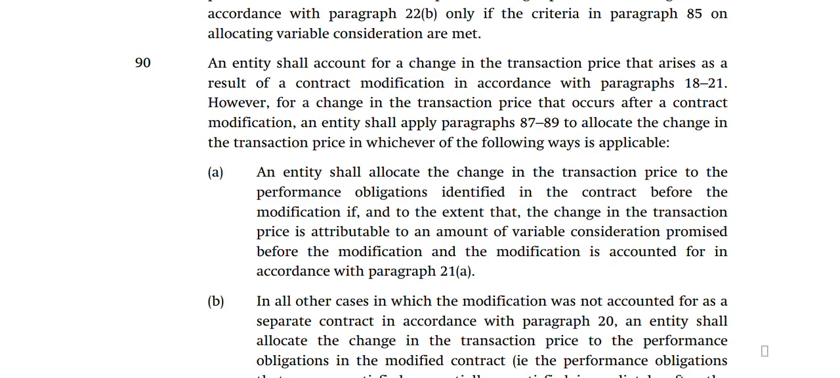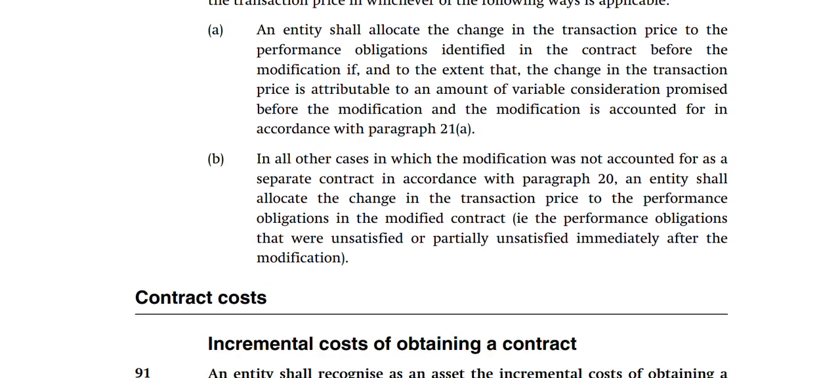And then we're looking at B. In all other cases in which the modification was not accounted for as a separate contract in accordance with paragraph 20, the entity shall allocate the change in the transaction price to the performance obligations in the modified contract. That is the performance obligations that were unsatisfied or partially unsatisfied immediately after the modification. Now we are done with the measurements.